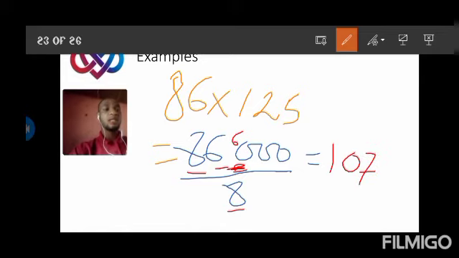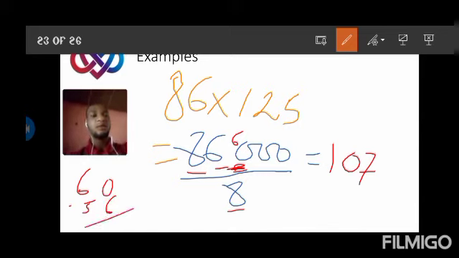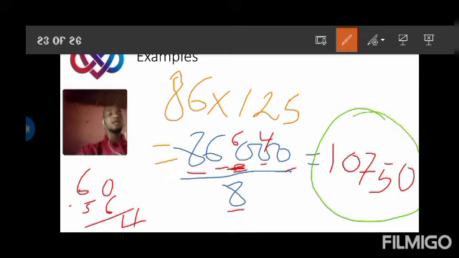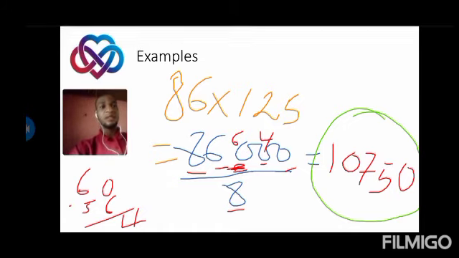So 8 in 60 is 7. So 8 times 7 is 56. So 60 minus 56 will give me 4. So I'll move the 4 to the front here. So 8 in 40 is 5. 8 times 5 is 40. So remainder 0. So add 0. So that makes our answer 10,750. So we can go on and on like that.